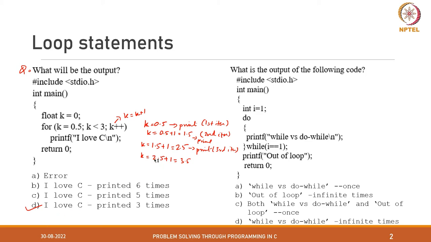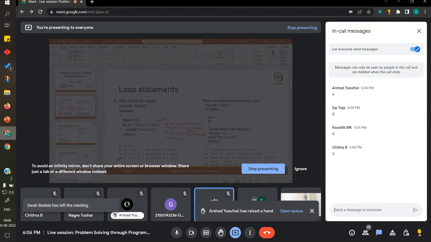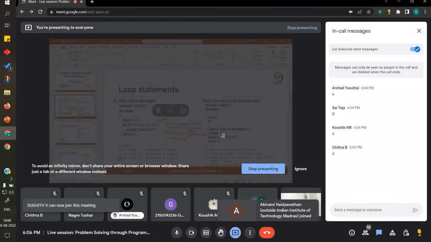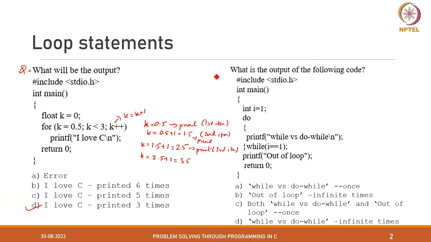So is it clear to everyone? Okay. If it is unclear, you can just unmute and speak up if you have any doubts, or you can write them in the chat box as well. So if not, then we'll be proceeding to the next question.